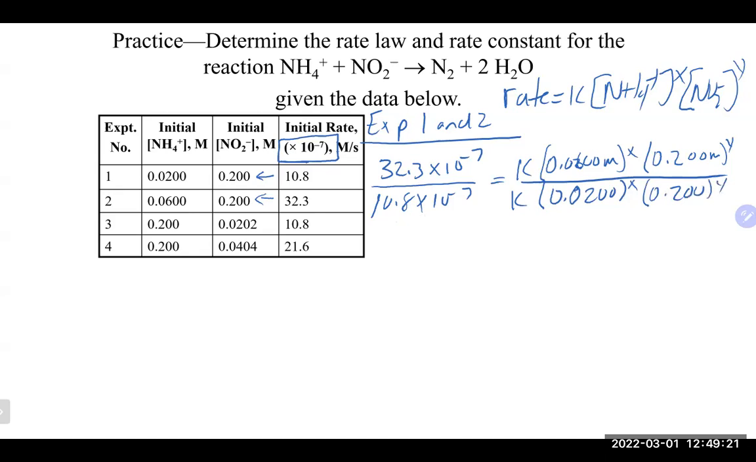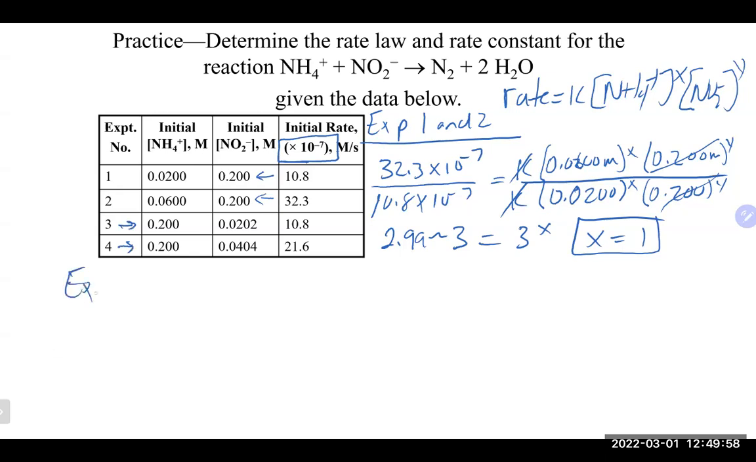All right, so we're going to divide that. 32.3 to the minus 7 divided by 10.8 to the minus 7 is going to give us really like a 2.99, which you probably could call 3 if you like. That is going to completely cancel, and that's going to give us 3 to the x, where our x should equal 1 in this particular case. At that point, we will try to keep the one on the left constant, which looks like experiments 3 and 4 will do that for us.